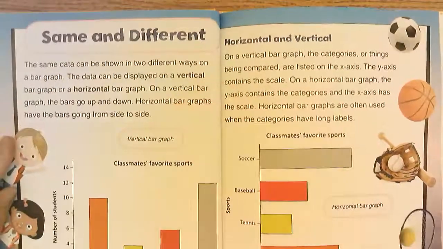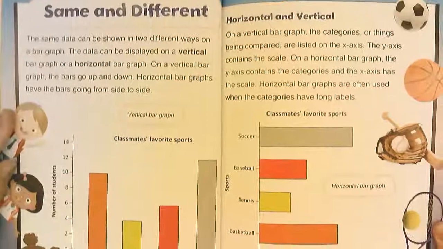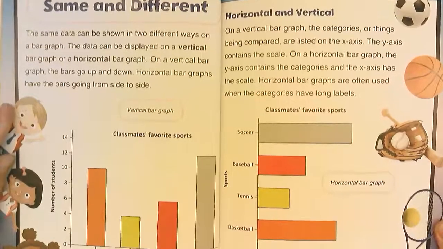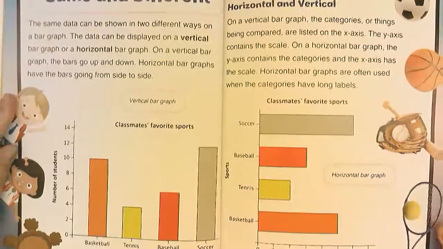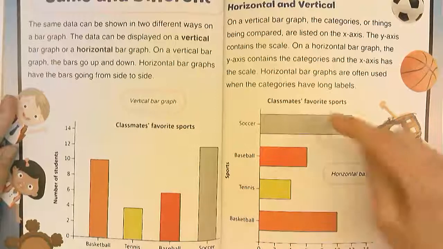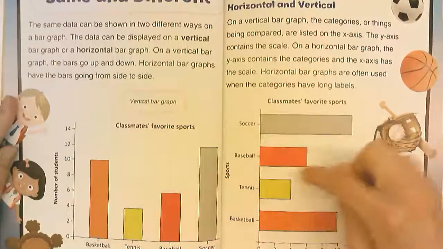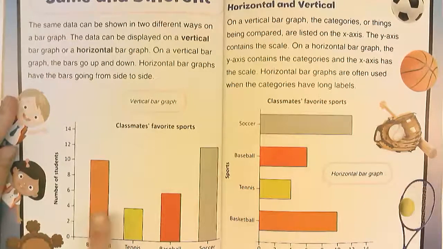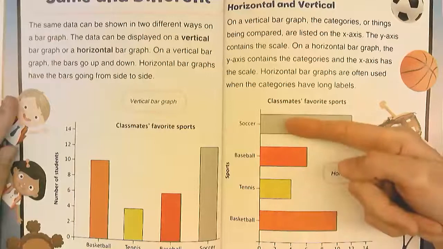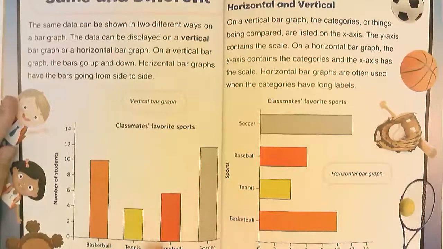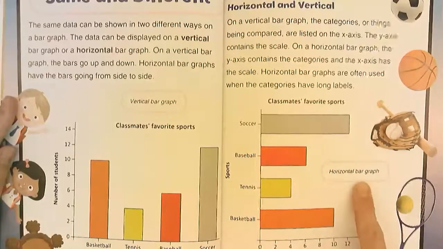Same and different. The same data can be shown in two different ways on a bar graph. The data can be displayed on a vertical bar graph, like this one, or a horizontal bar graph, like this one. On a vertical bar graph, the bars go up and down. Horizontal bar graphs have the bars going from side to side. So vertical bar graph, horizontal bar graph.